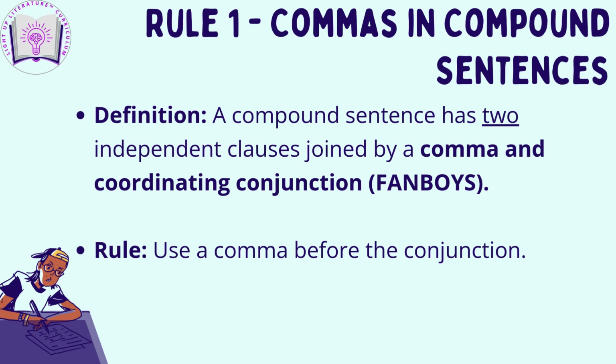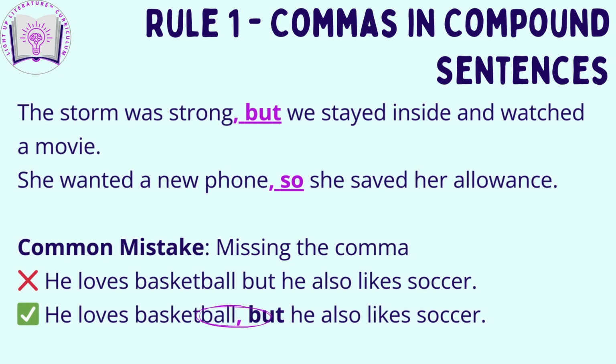Essentially, when you have a compound sentence, you have 2 independent clauses and you need to join them together with a comma and a coordinating conjunction, which are your FANBOYS: for, and, nor, but, or, yet, so. The comma goes where the period would be if we just had those as 2 simple sentences. So it goes before the conjunction. The storm was strong, comma, but we stayed inside and watched a movie. She wanted a new phone, comma, so she saved her allowance.